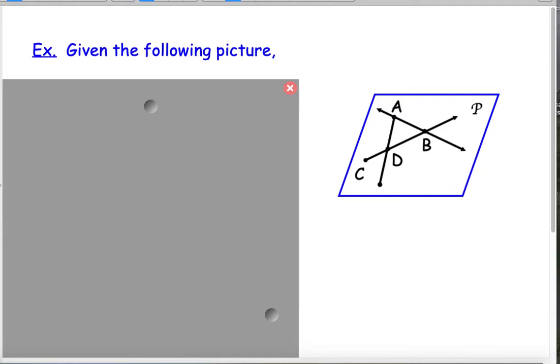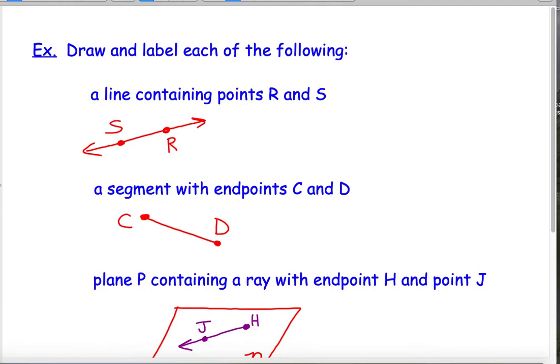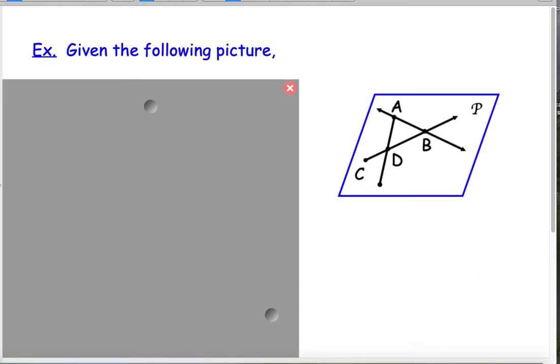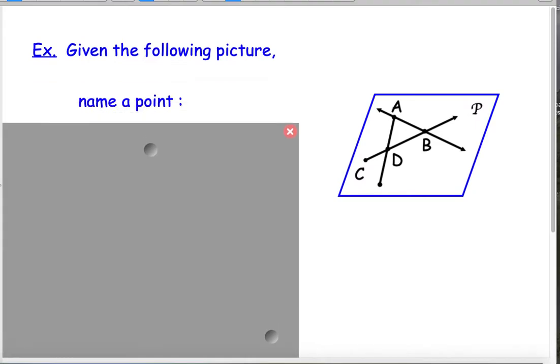All right, so now I'm giving you a picture. Looks like we have a plane, and we have some points and some segments and rays and lines. So I want you to name a few things. Now we're going to use the notation to represent it. On this page, we were drawing the picture for what they described. Here, you have the picture. We're going to write the notation.